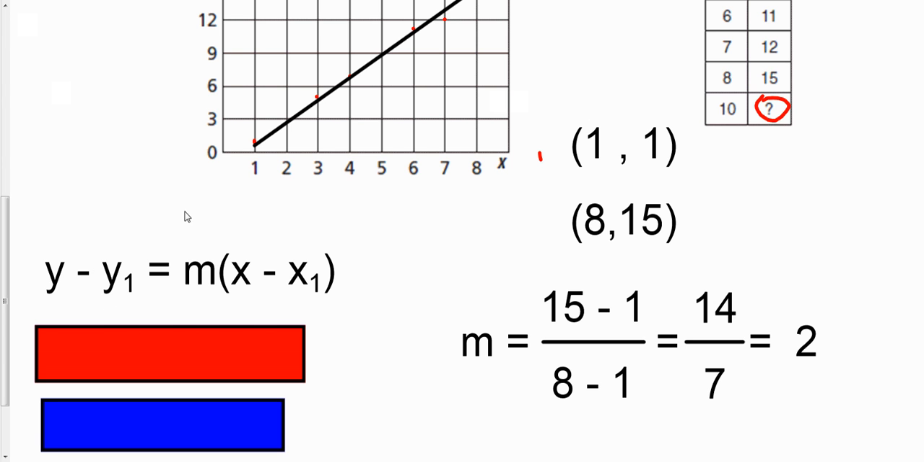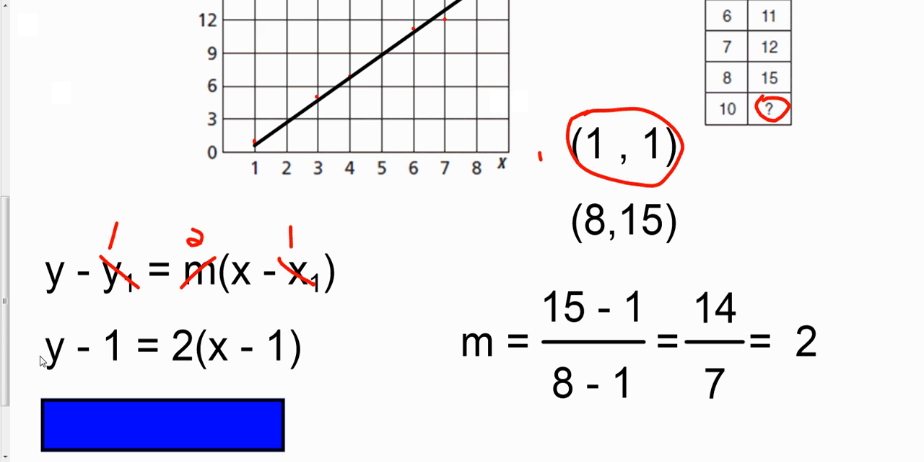Now, for the point-slope form of the equation, it'd be y minus y1 equals m times x minus x1. Our m is 2, so that's going to get plugged in right here. Just cross that out and call it 2. We're going to use this nice and simple 1, 1. So the y1 was 1, x1 was 1. So let's clear all that up. It looks something like this. Y minus 1 equals 2 times x minus 1.